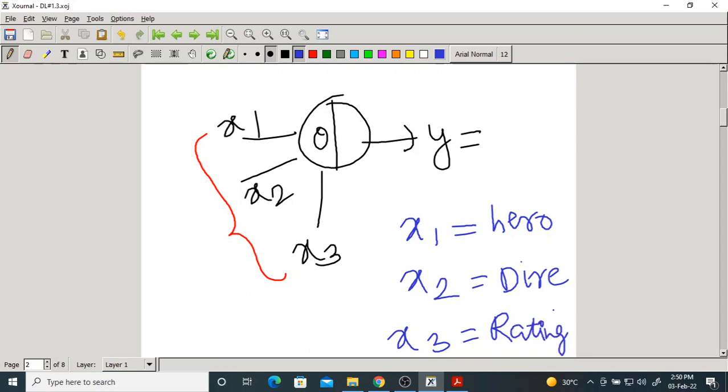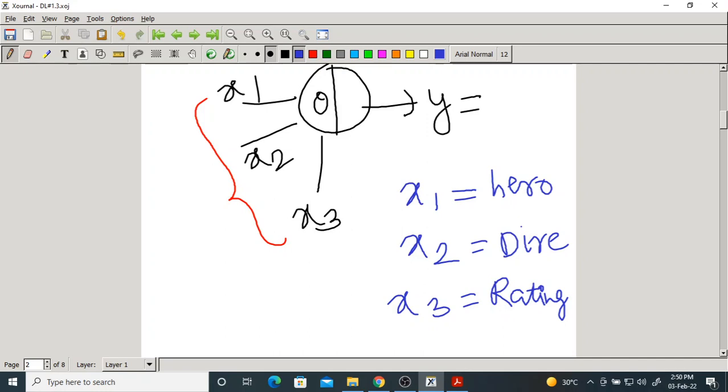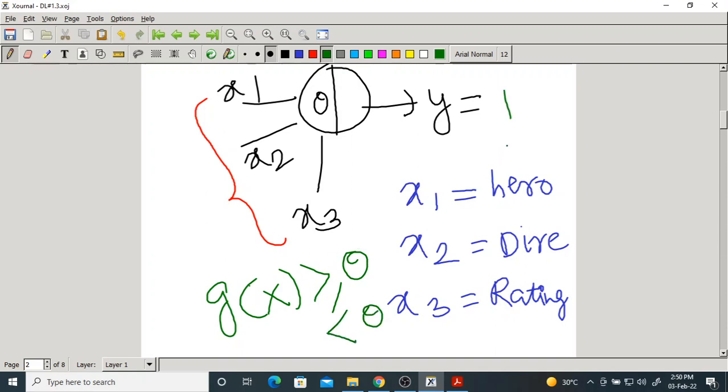In the case of the MP neuron, all these 3 inputs are given equal priority or equal importance. What you have done is simply taken the sum of all the inputs. If it is more than theta, that is g of x, where g of x is the aggregation, we say the output is 1. If it is less than theta, we say the output is 0.